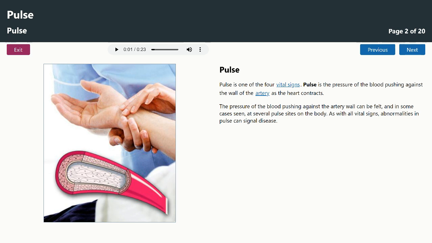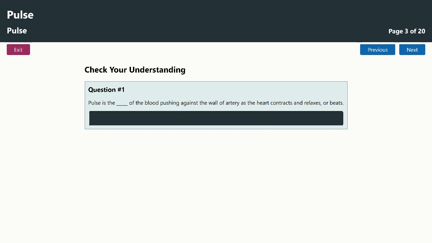So the pressure of the blood pushing against the artery wall can be felt and in some cases seen at several pulse sites on the body. As with all vital signs, abnormalities in pulse can signal disease. Pulse is the pressure of the blood pushing against the wall of the artery.